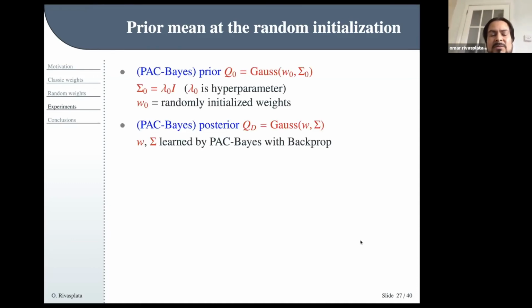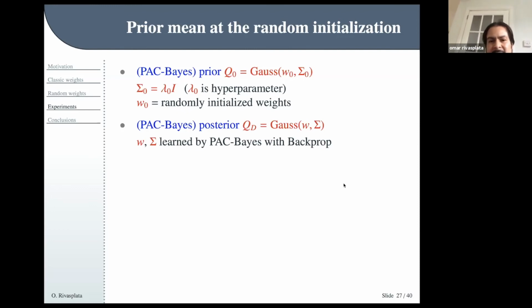So the prior is a Gaussian distribution. It is centered at the randomly initialized weights. That's an idea that Zugatti and Roy used also in their 2017 paper. And it has a scale parameter that is considered a hyperparameter, so that parameter is tuned before training. And then you fix that prior distribution. And then you're going to learn a posterior distribution. Call it QD because it depends on data, which is Gaussian. And it has its own mean, the weight vector W, and its own variance. And those are learned by PAC-Bayes with backprop, by the algorithm that I just described in the previous slide.